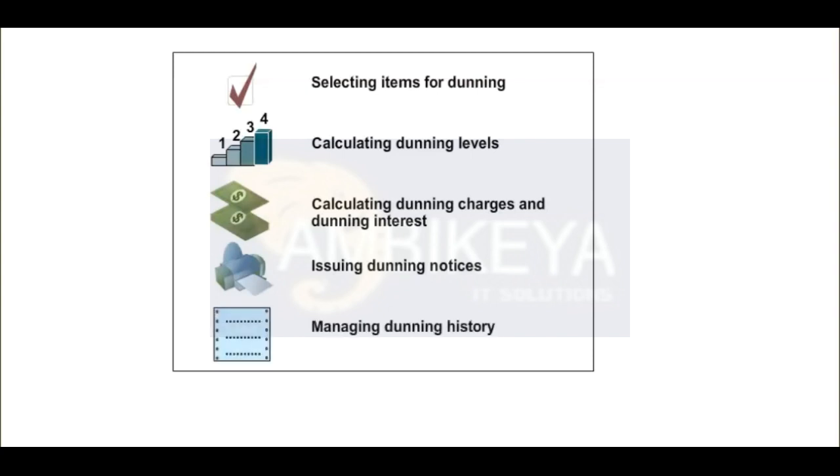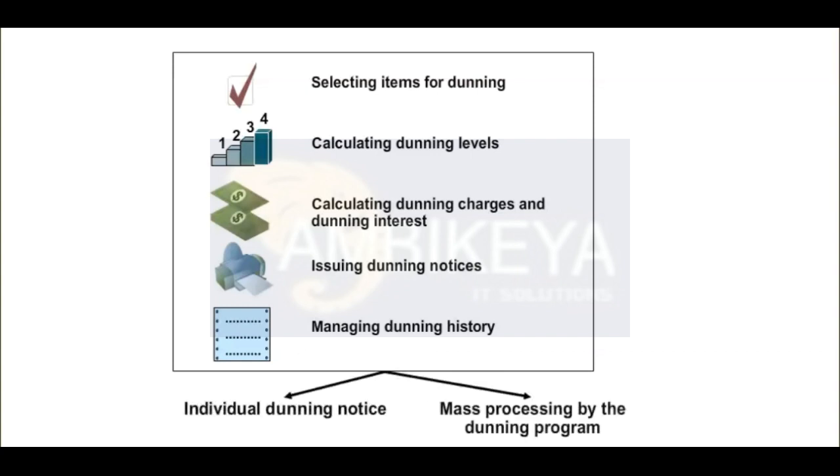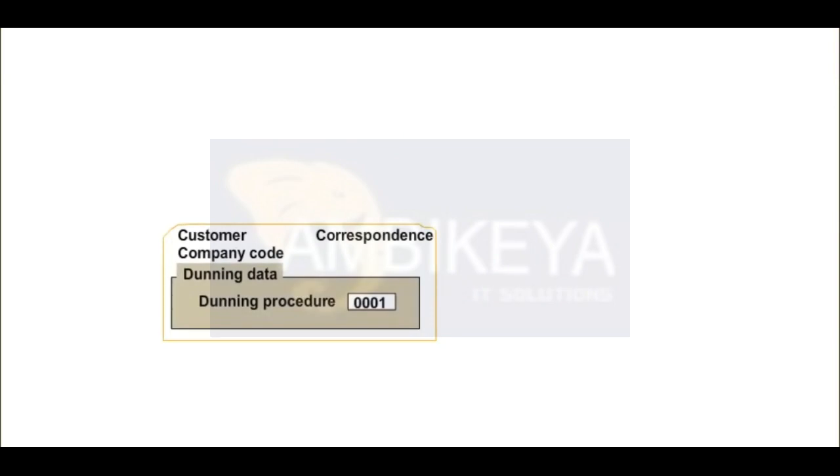You can trigger automatic dunning for a single account, that is, individual dunning notice, or you can have the dunning program carry out automatic dunning for a selected number of accounts. Dunning is controlled by the dunning procedure.